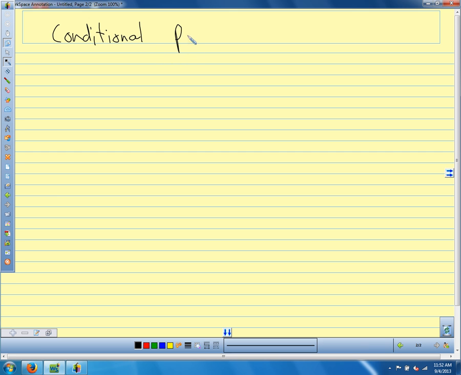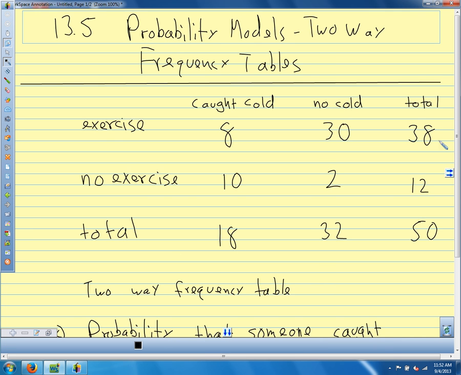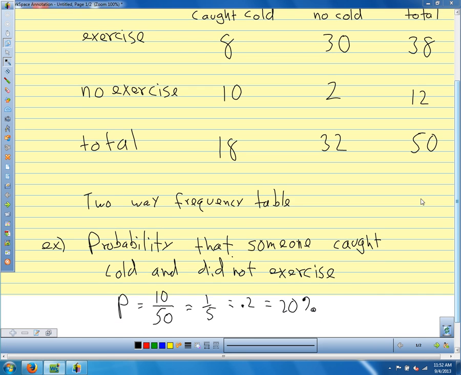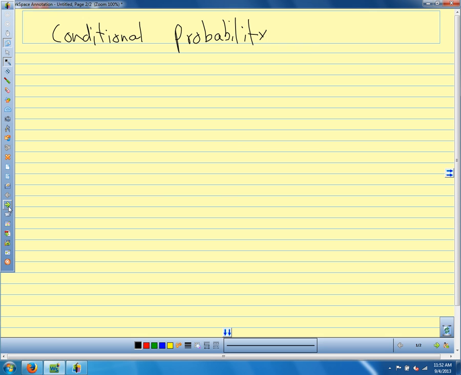So does this first example we did have like a It's just a probability from the table. It's just like we did with our regular frequency tables. That would be our relative frequency, like we talked about before. So the relative frequency of people that caught cold and did not exercise is 20%. That's a good question. So conditional probability.